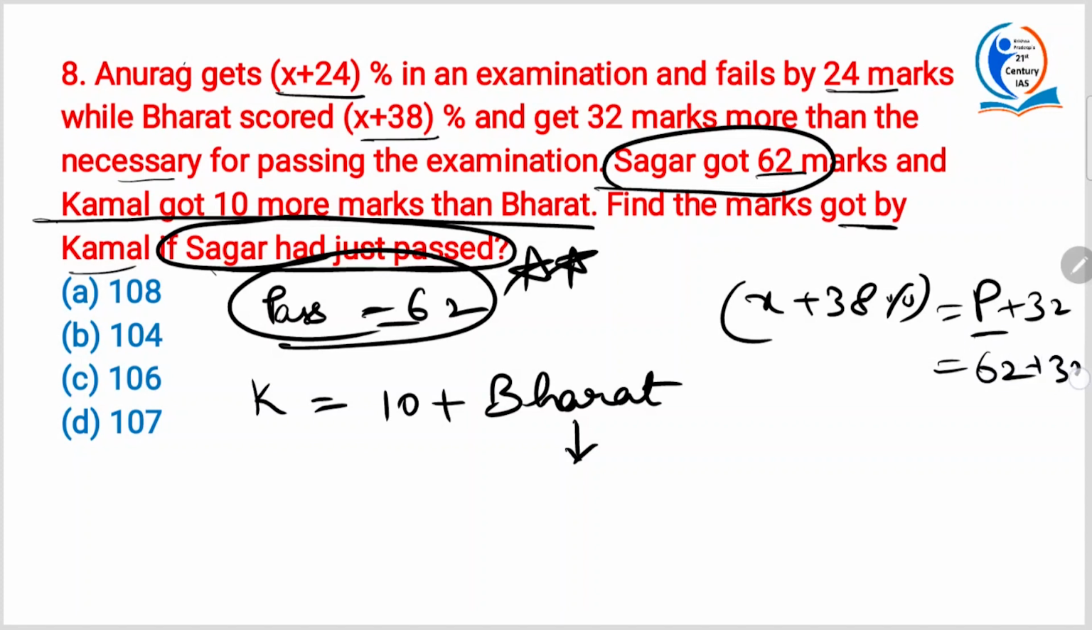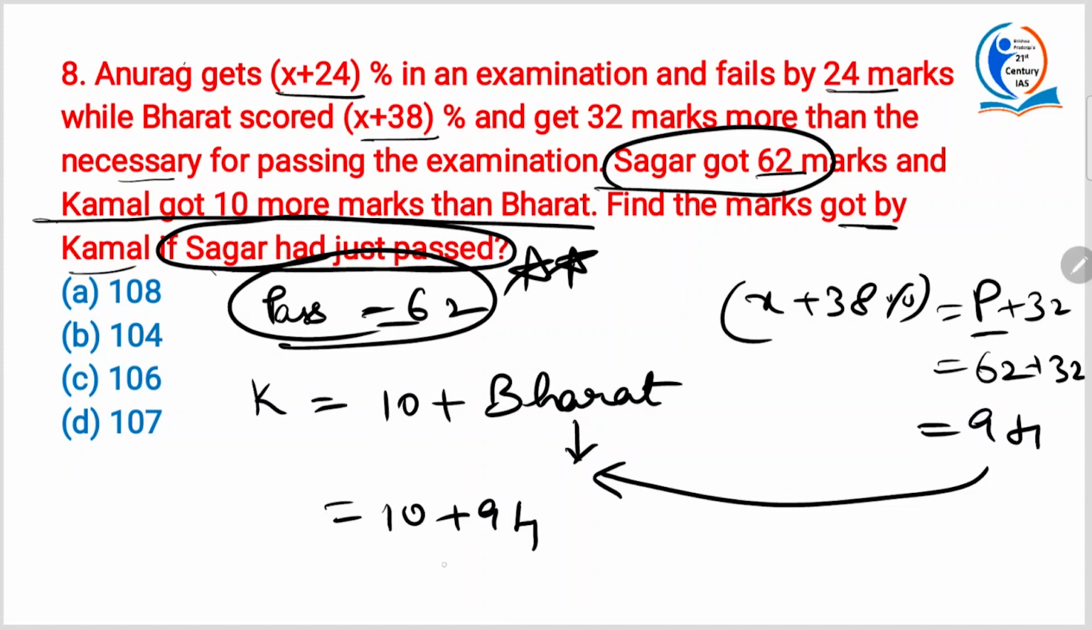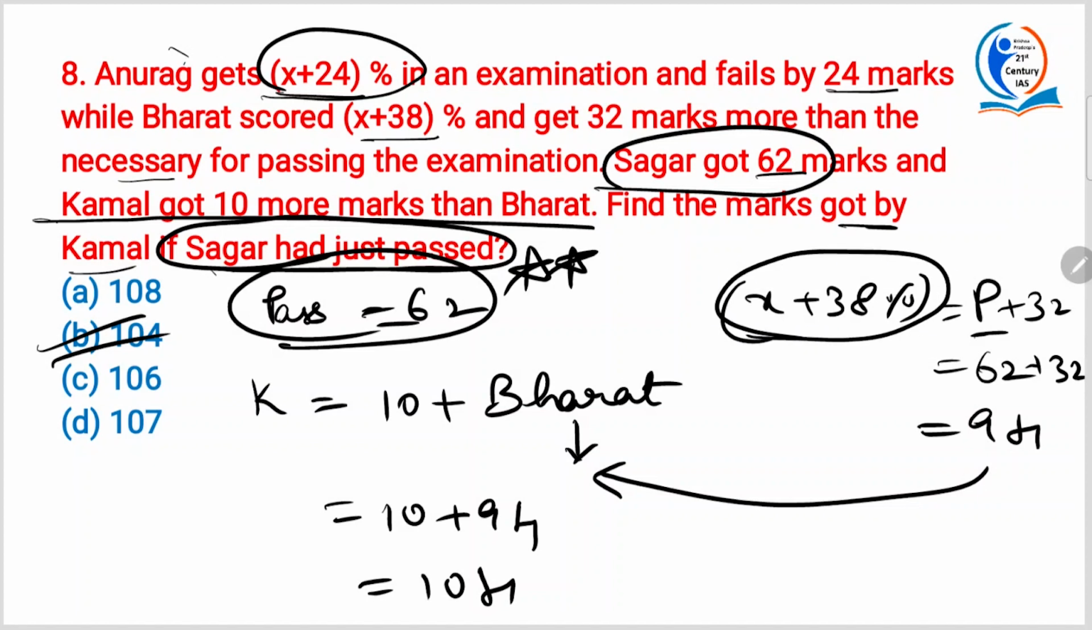62 plus 32, which means it is 94. This 94 is directly substituted here. 10 plus 94 is equal to 104, which is the answer. So there is nothing to do with Anurag's marks. There is nothing to do with x plus 38 or x plus 24. Nothing to do. Just use common sense and you will get the answer.